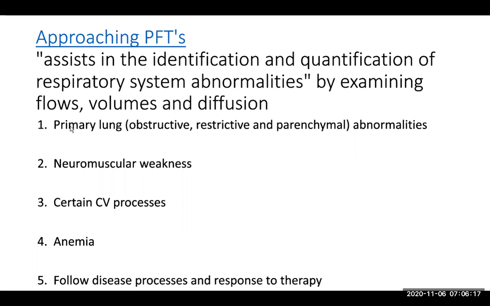So of course, primary lung issues, where we're breaking the components of the pulmonary function test down into obstructive, restrictive, or parenchymal abnormalities. Looking for neuromuscular weakness, certain cardiovascular processes, anemia, and then potentially following a disease process and response to therapy.